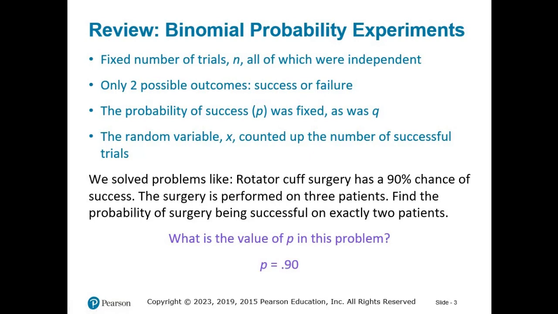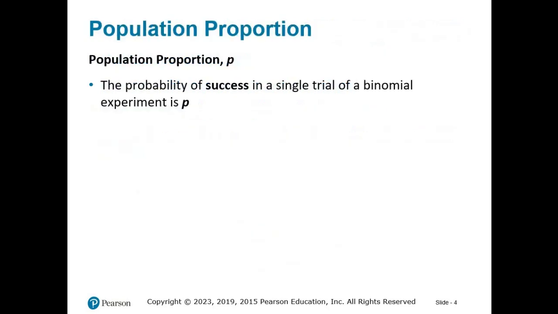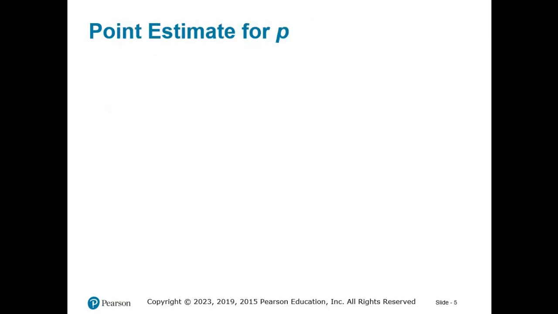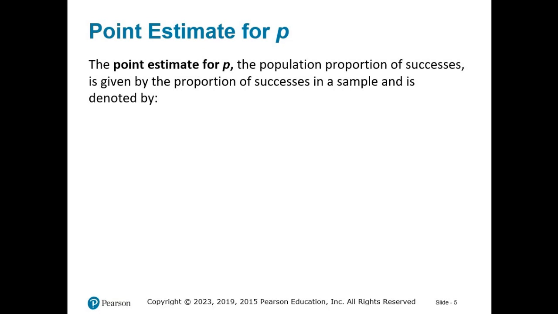So how did they get this value? How did we know that the proportion of successes, this population proportion p, was 0.9? First of all, we want to identify this variable. The probability of success in a single trial of a binomial experiment is p, the population proportion. Well, just like we used x bar from a large enough unbiased sample to best represent the population parameter mu, in this case, we also want to start with a point estimate for the population proportion p.